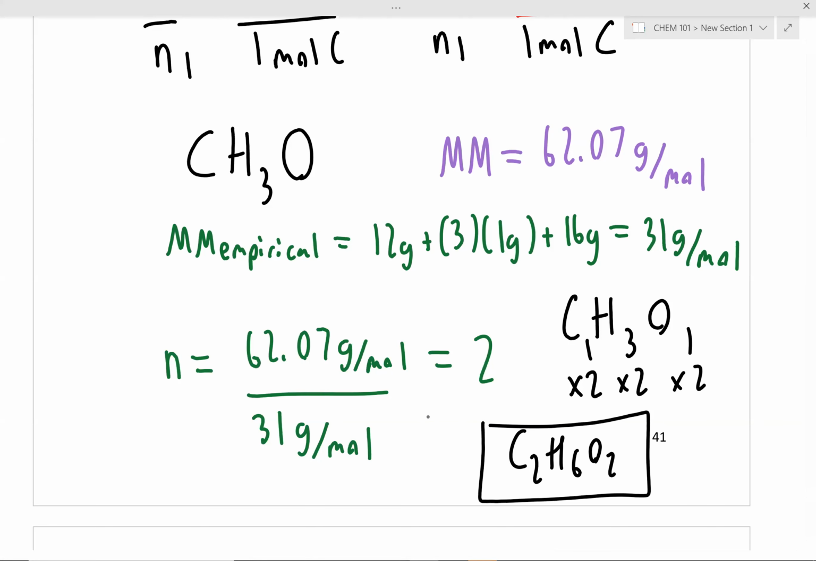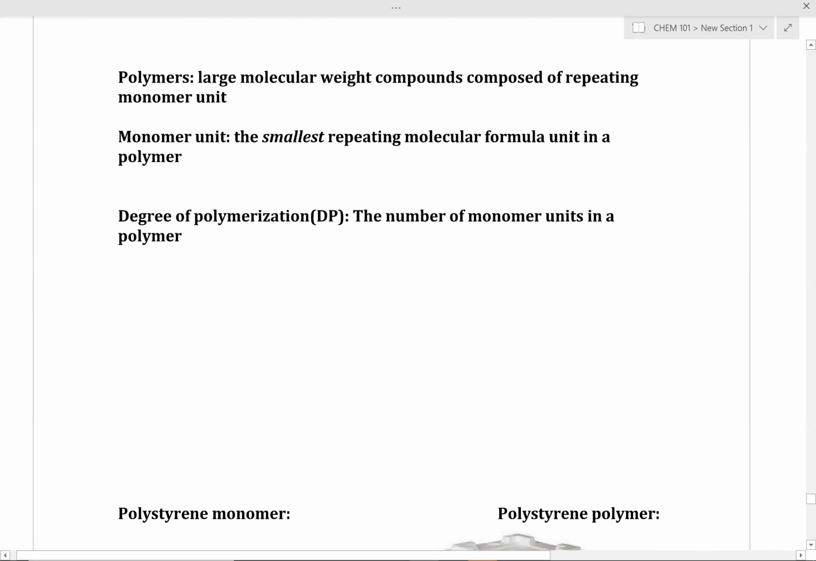So let's now apply this idea of empirical and molecular formula to a very interesting case. Who here is interested in material science? Polymer chemistry, maybe? Plastics. Okay. Let's talk about the building blocks of modern society, I suppose. So polymers, we handle these on a day-to-day basis.